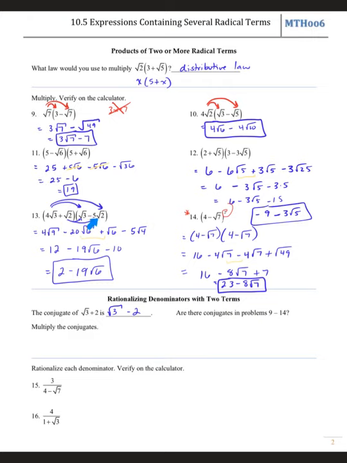Are these 2 conjugates? No, because they have different numbers. This only has 1, it's not a conjugate. These ones have 2 terms, but they're different numbers. And this would also not be a conjugate because they're both subtraction here.